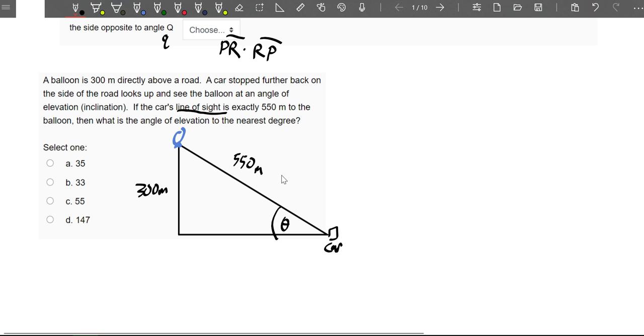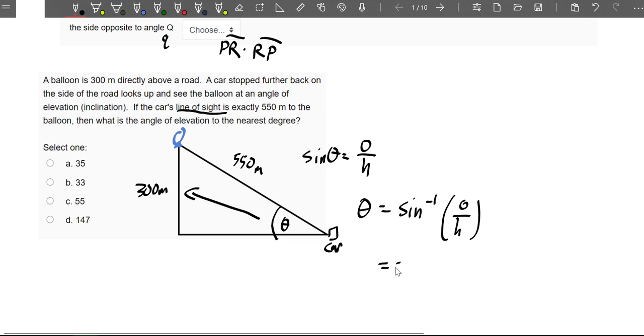What is the angle of elevation? So for this angle here, we know this side, which is the opposite, and we know this side, which is the hypotenuse, and opposite over hypotenuse points us towards using sine. So if we use sine of the angle, it's opposite over hypotenuse, and we're looking for the angle, then the angle itself will be the inverse sine of opposite over hypotenuse, which is the inverse sine of 300 over 550.